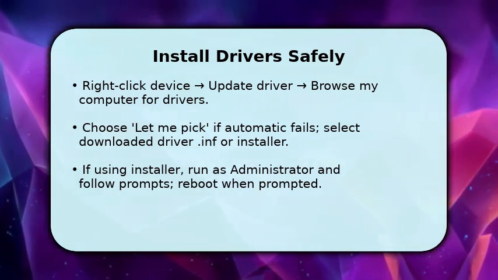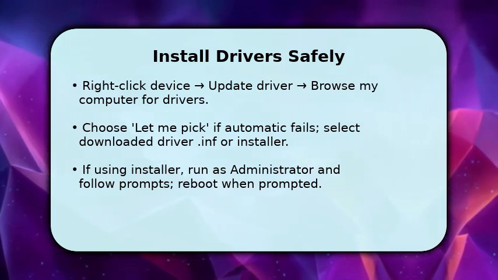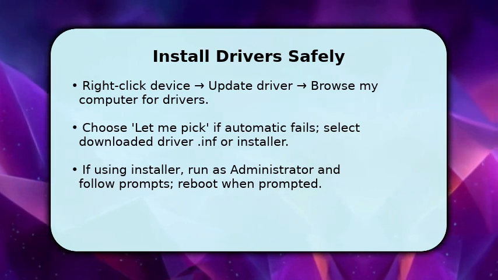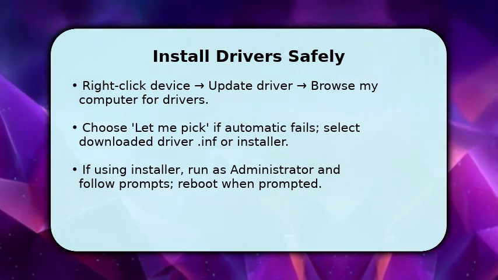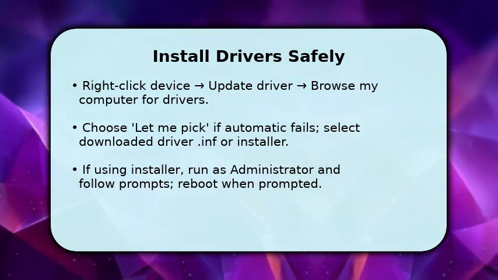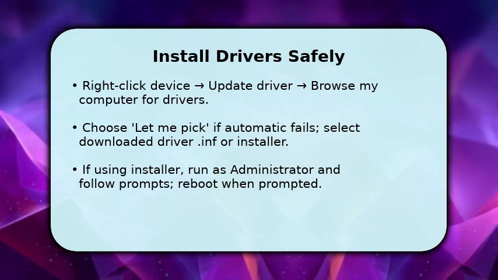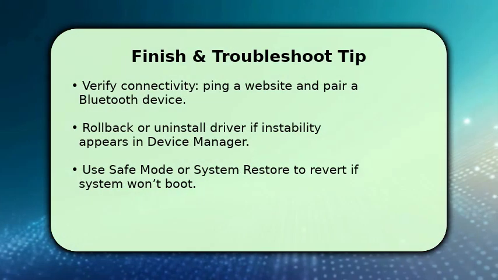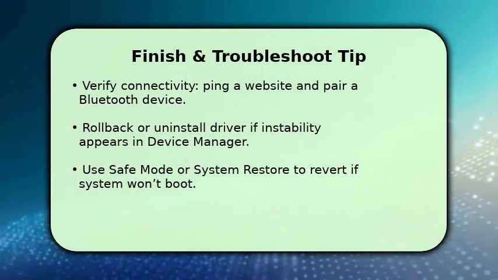For vendor installers, run as administrator, follow prompts and accept certificates. Make sure to close networking apps first. Once the installer finishes, reboot immediately so kernel modules and services load cleanly. Finish by testing both radios. Connect to a Wi-Fi network, ping a reliable host, and pair a Bluetooth device to confirm profiles load.